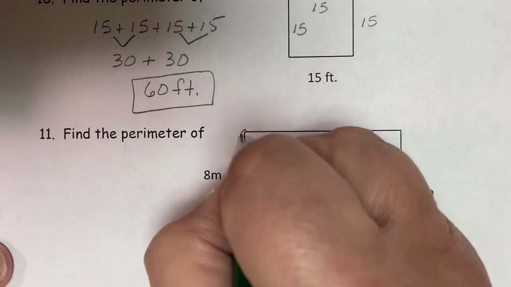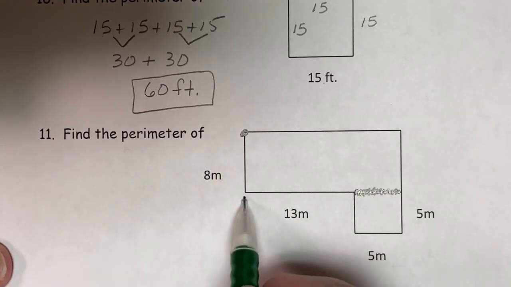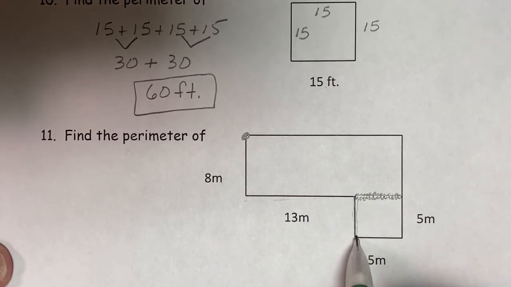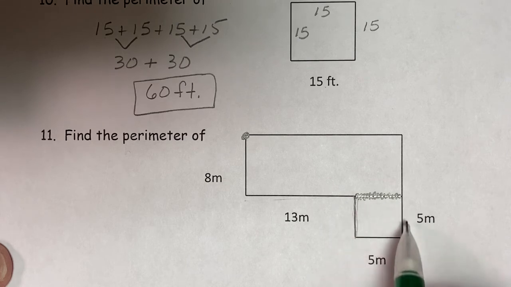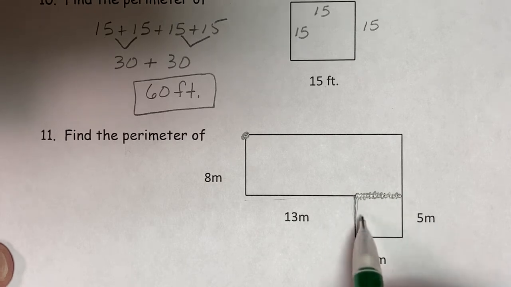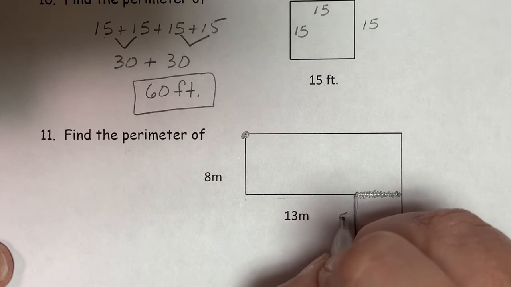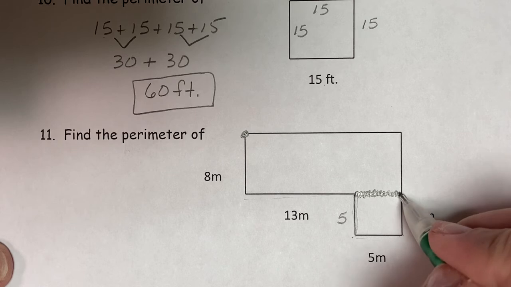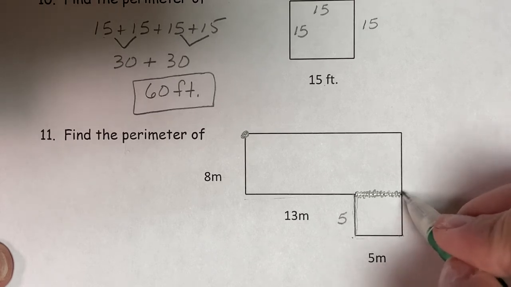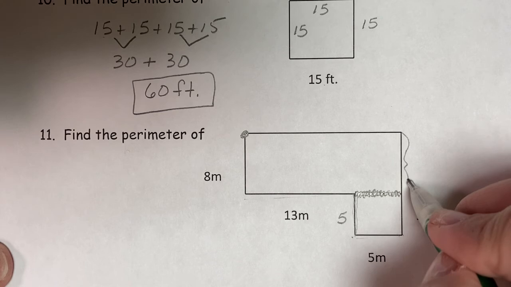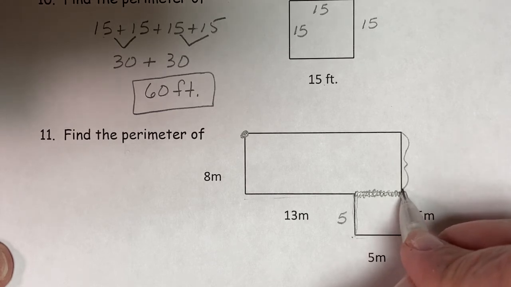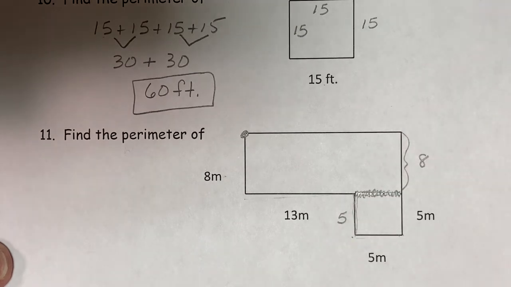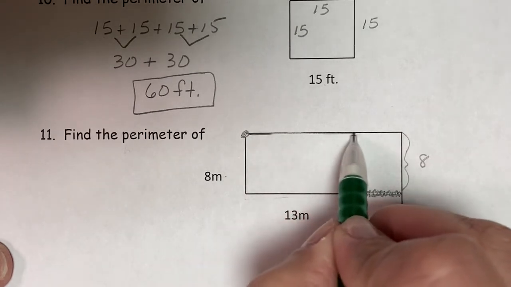But if I start up here in this corner, I know this is 8, this is 13. I do not know this side, or do I? Well, if you look at this bottom figure, you should be able to tell that that's a square, which means that side is 5. Now I know this side from here to here. Technically, I don't know this length right here, but actually I do. It's the same as this guy over here, so it is 8.